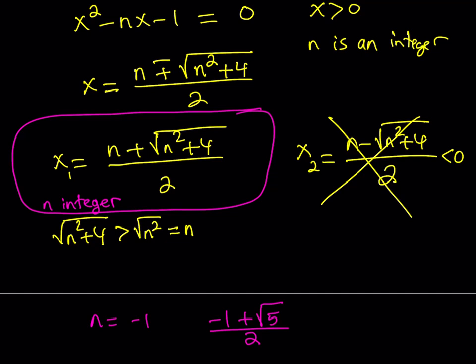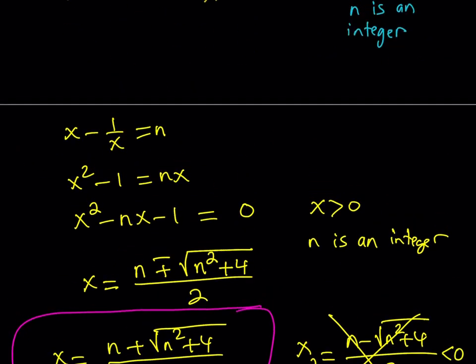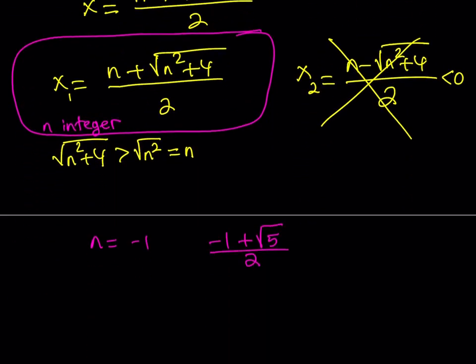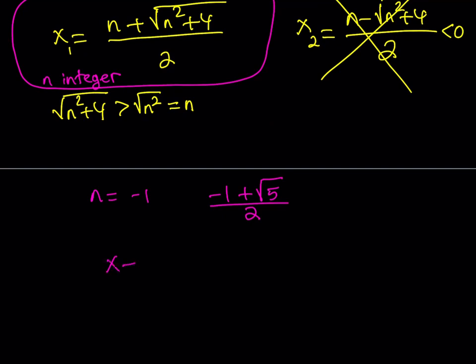And you can test it out, substituting some values. Then what you need to check is basically find this difference, x minus the floor value of x, right? And then from here, you should be getting 1 over x, which is the reciprocal. Okay? Well, that's it for this video.